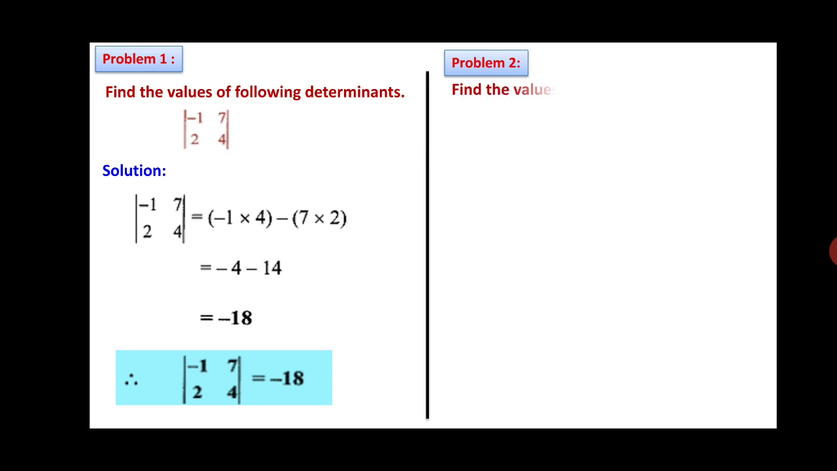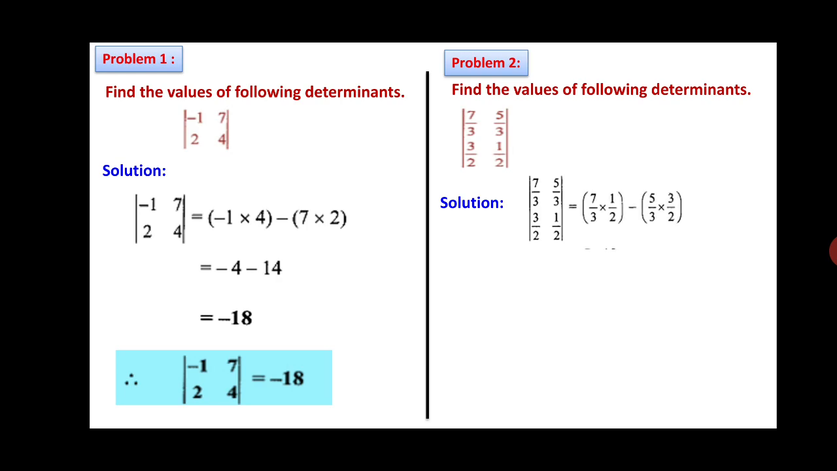We'll consider the second one. Find the values of the following determinants, that is 7 by 3 and 3 by 2 in the first column, 5 by 3 and 1 by 2 in the second column. We'll write the given determinant: 7 by 3, 3 by 2, 5 by 3 and 1 by 2. This will be equal to 7 by 3 into 1 upon 2 minus 5 by 3 into 3 by 2. So the product will be 7 by 6, minus 15 by 6. So the answer is 7 minus 15 upon 6, which will be minus 8 upon 6. Therefore, the value of the given determinant is minus 4 by 3 after simplification of minus 8 by 6.